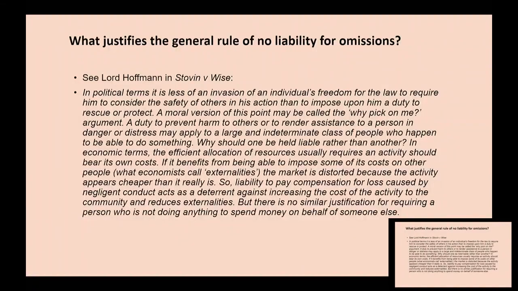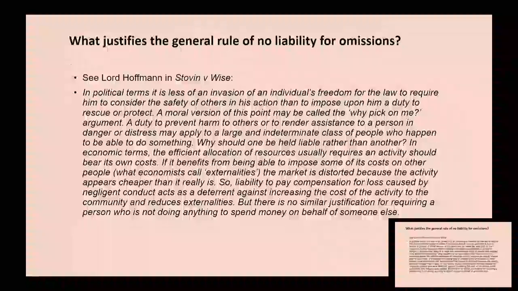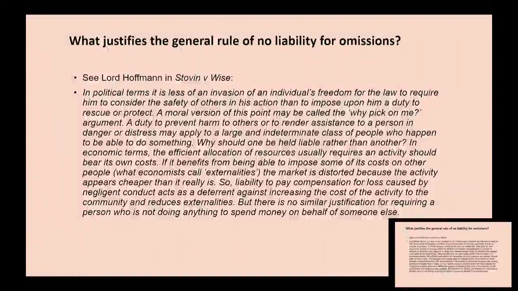A moral version that justifies this general rule of no liability for omissions, he refers to as the why pick on me argument. A duty to prevent harm to others or to render assistance to a person in danger or distress may apply to a large and indeterminate class of people who happen to be able to do something. Why should one of those persons be held liable rather than another?